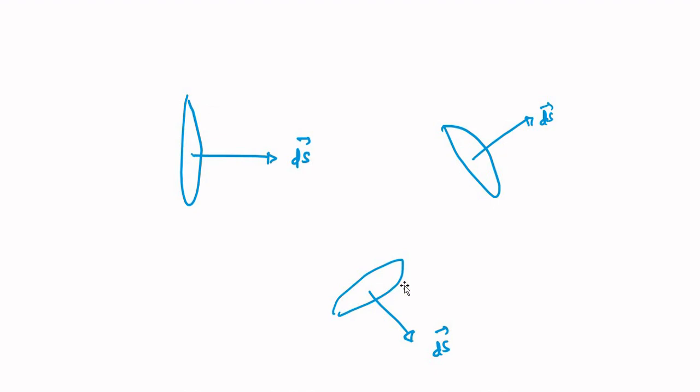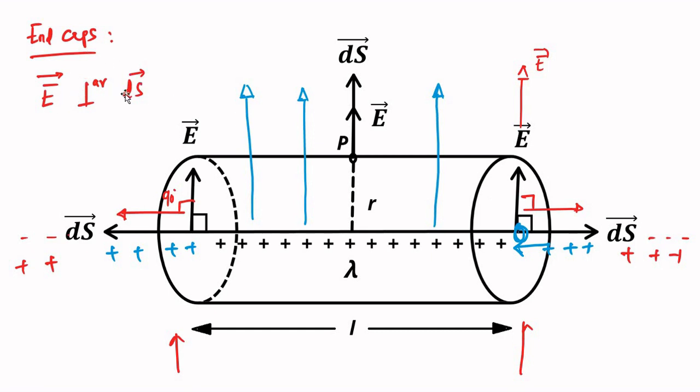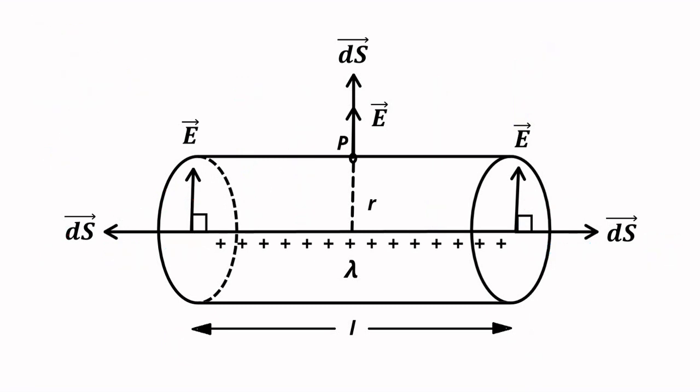So here for the end caps, the E vector is perpendicular to the dS vector, that is, the angle between the E vector and the dS vector is 90 degrees. Now for the cylindrical portion, at each point, let's say at this point also, this is the area vector like this, and the electric field vector is like this, in the same direction.